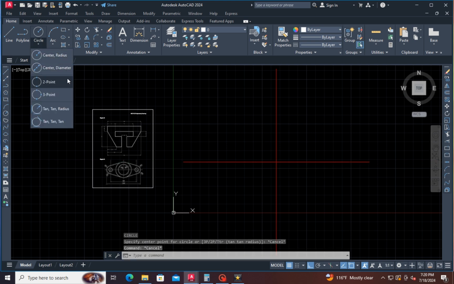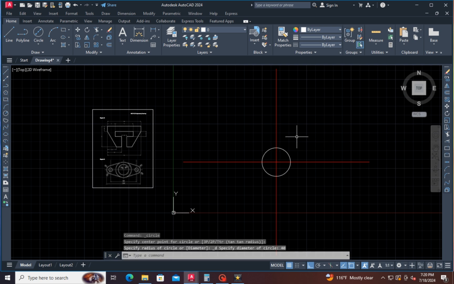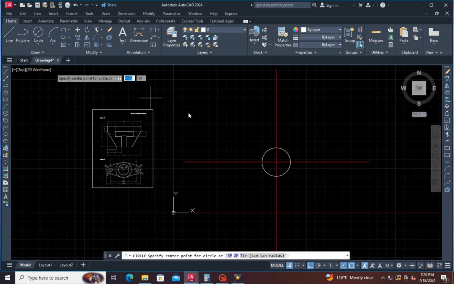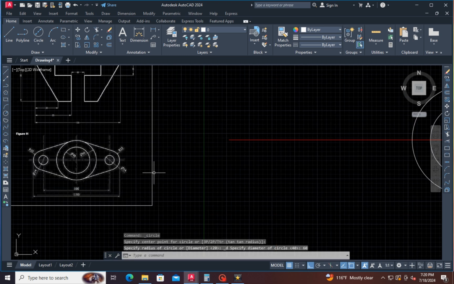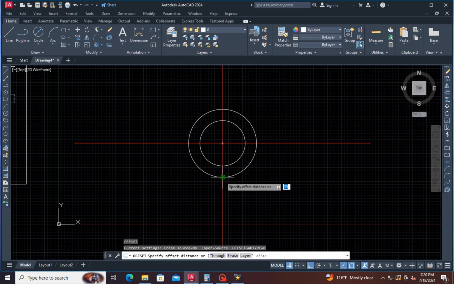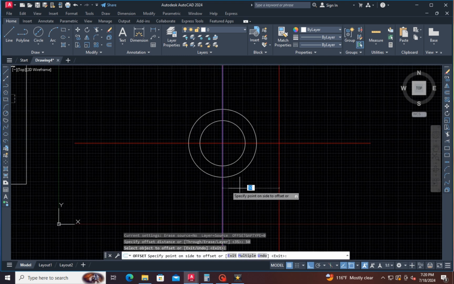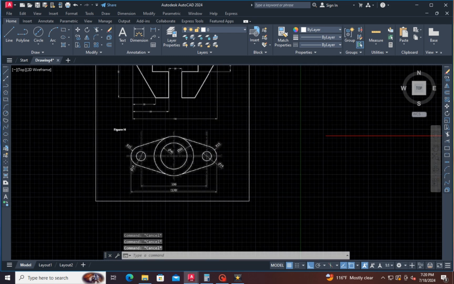And then go to circle and make the circle as per its radius. And then second circle. And then give the distance between two circles. So this is the offset command, use the offset command, left and right sides.